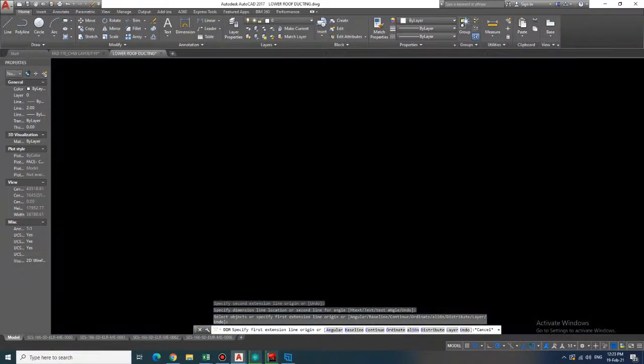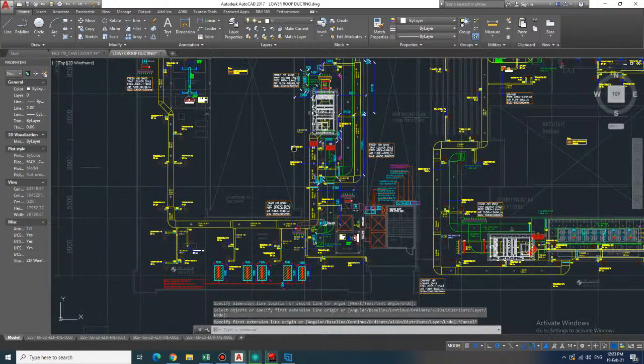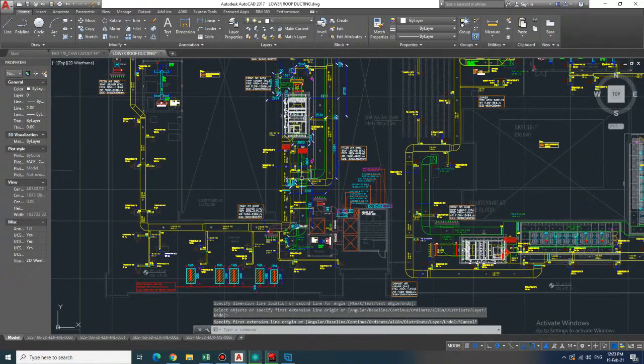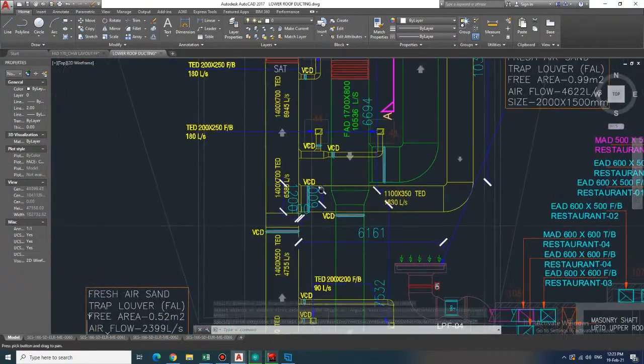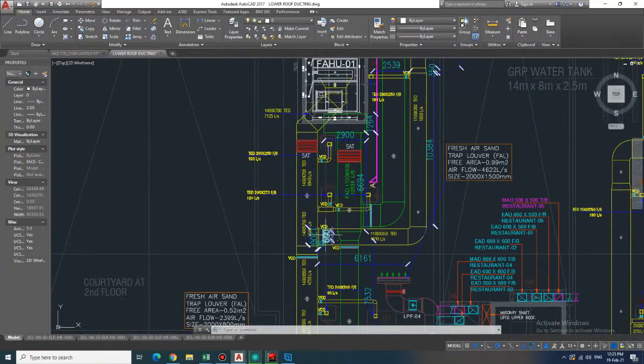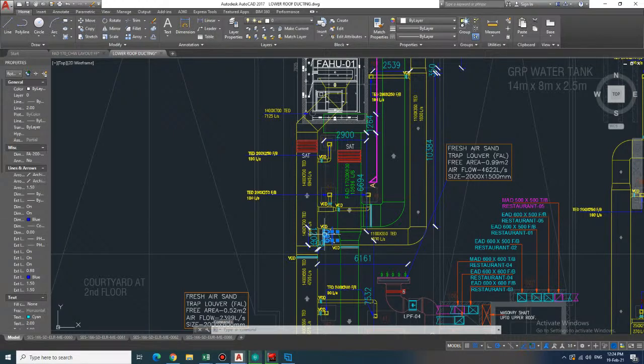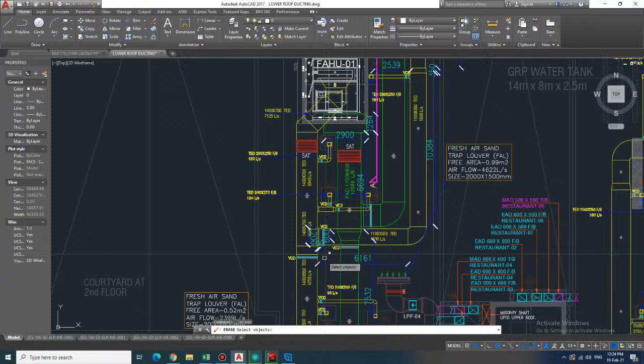Continue our project. Up to here we finished the duct measurement for the TED duct, so we'll continue from here, where we stopped last time. We'll continue from there.